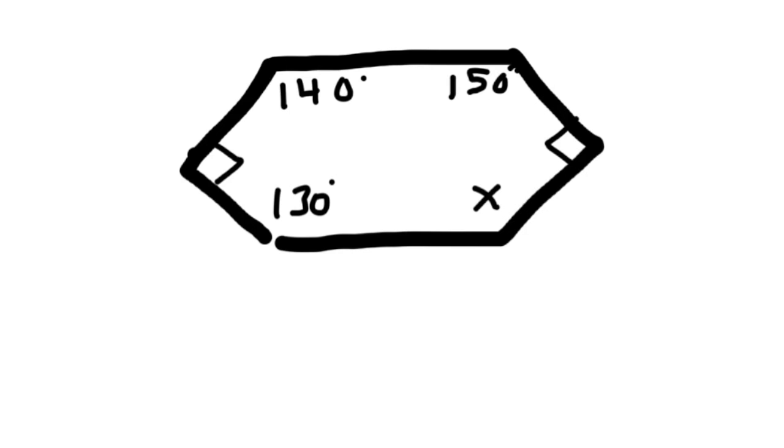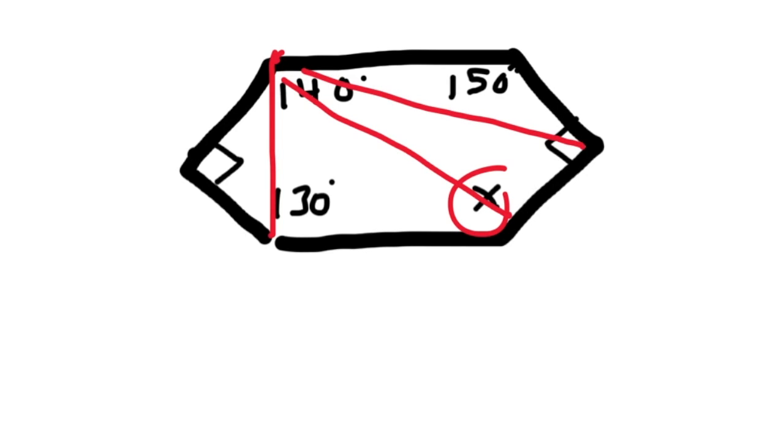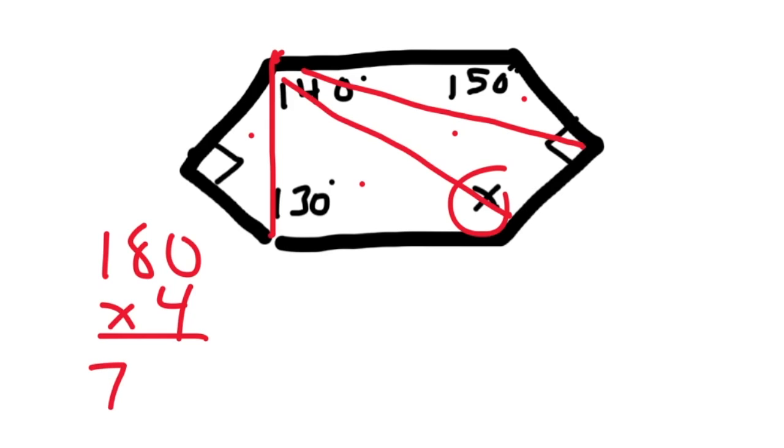Here we have a hexagon and I want to find the missing angle x. First we need to know what do all the angles add up to. So I find a point at a vertex and I want to cut this hexagon into triangles. So I got 1, 2, 3, 4 triangles. So the sum of the interior angles is 180 times 4, which is 720 degrees. So all the angles in this shape need to add up to 720 degrees.